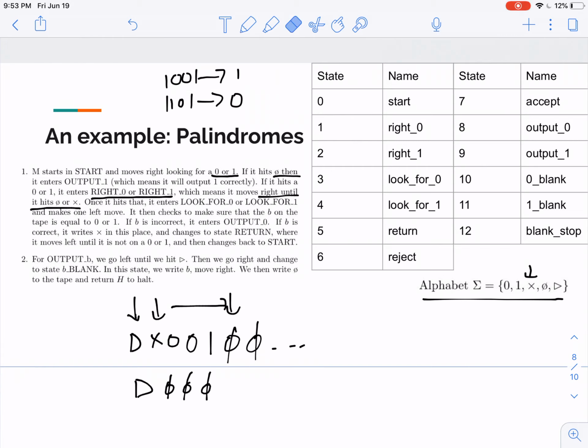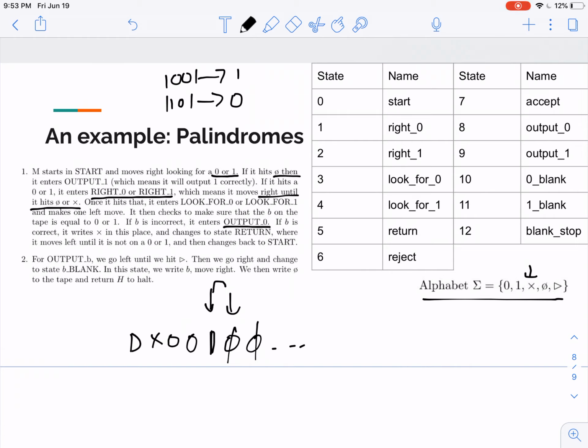Once it hits that, it's going to enter look for 1. If it was in state right 0, then it would enter look for 0. But since it's in right 1, it'll enter look for 1, and it's going to make one left move. So now it's going to be here, and it's going to check to make sure that this bit is 1. If this bit was 0, then it would go into the mode output 0, which similarly to output 1 will just output 0. That makes sense, because if this was a 0, it wouldn't be a palindrome, because it wouldn't be matching. In particular, the string 1000 is not a palindrome.